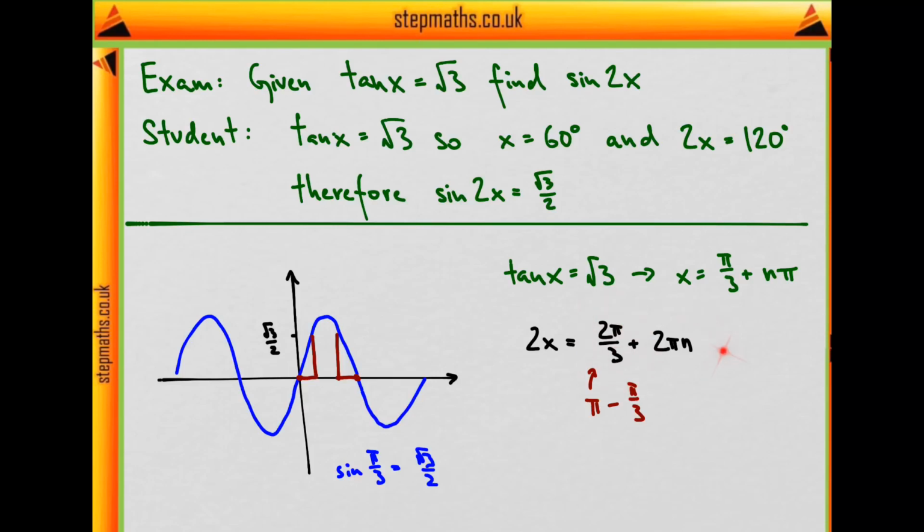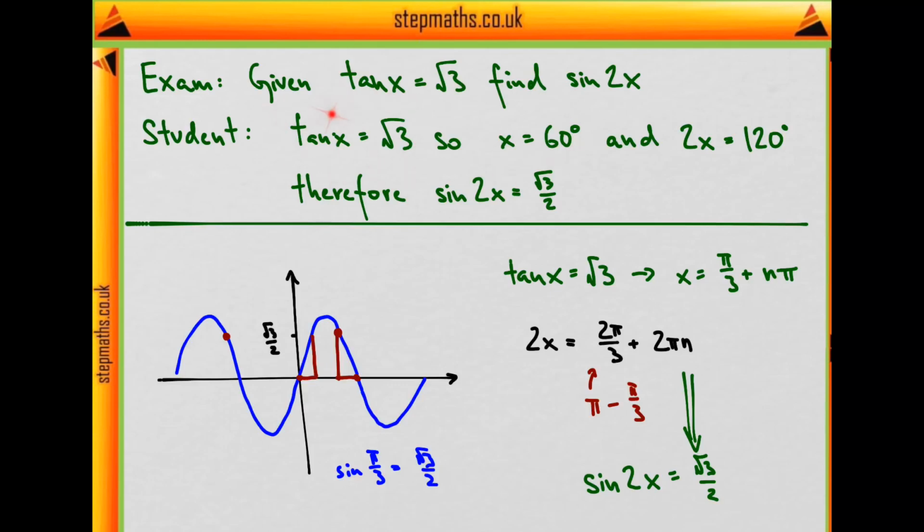And what happens when we move up by 2 pi times n? Well, we're just moving either to the left or to the right by one period. So say to the left, you go from this point to here, and the situation is exactly the same there. So for all these points, sine of 2x will be root 3 over 2, exactly as the student said. So they were right in their conclusion, even though the first step in their working wasn't correct.